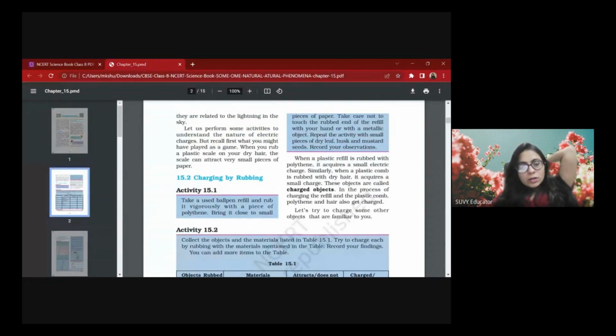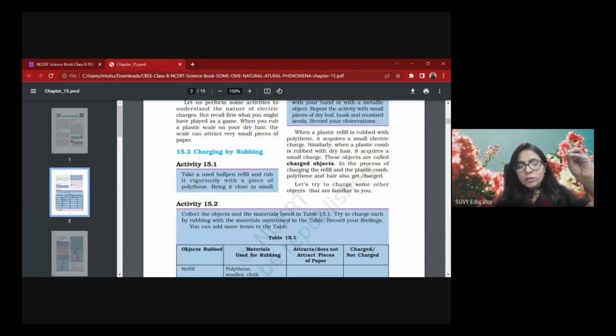So how does lightning occur? Through charging by rubbing. When two charged substances are struck or rubbed together, they generate some heat. Charging by rubbing means, for example, when a plastic refill is rubbed with polythene, it acquires a small electric charge. If you have any plastic refill, just rub it with polythene and you will observe a small electric charge.